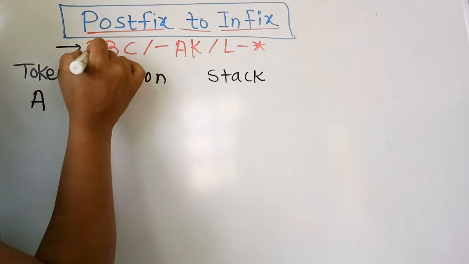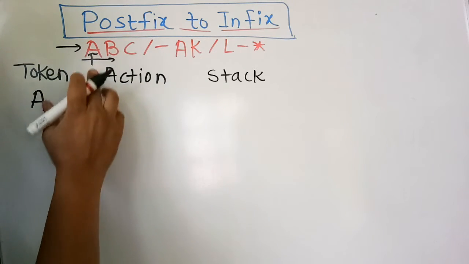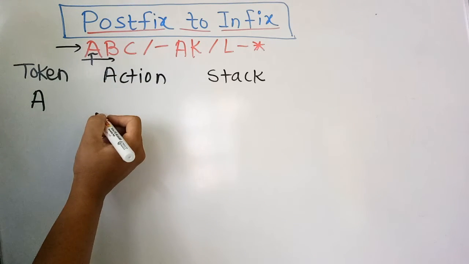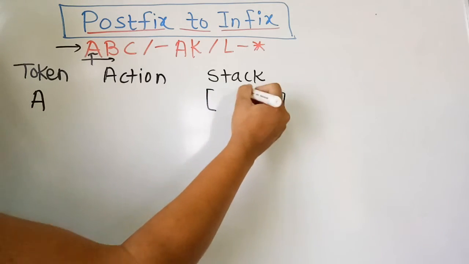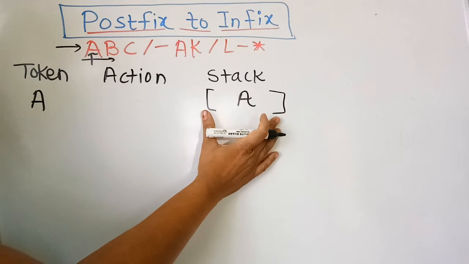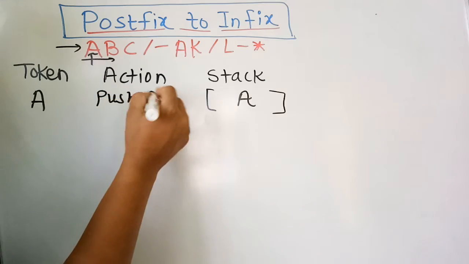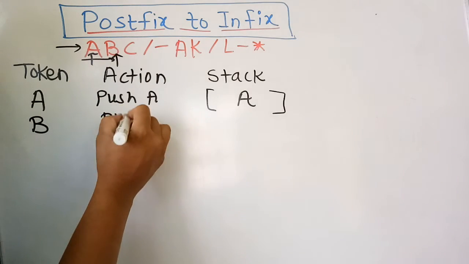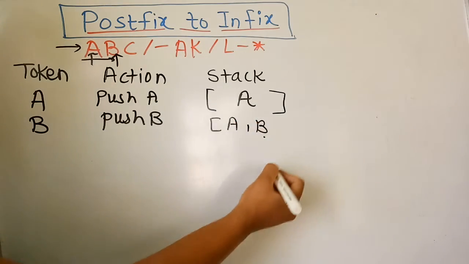What is the first character for us? That is A. Now A is an operand, and by the algorithm of conversion from postfix to infix we have to push A on the stack. So we will apply the brackets and now it is (A). These brackets are for our safety, not going to be on the output. So it is A, and the action is push A. Second is the input B. Then again push B. Then it is A comma B, meaning B is on the top of the stack.